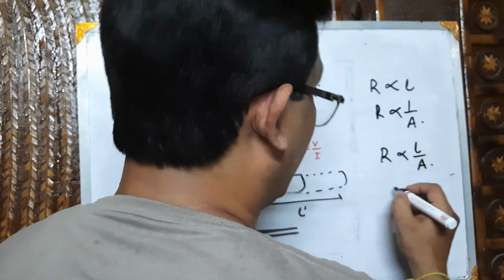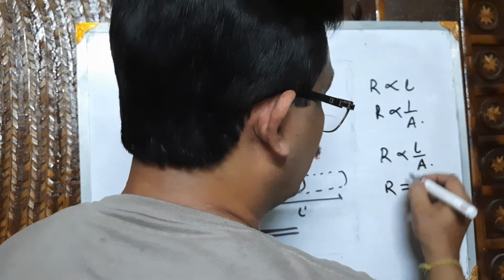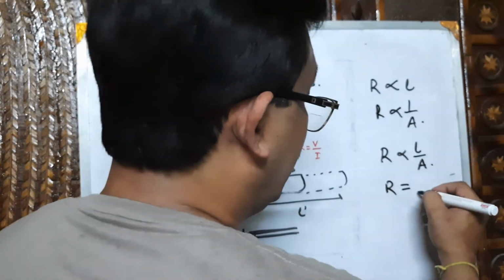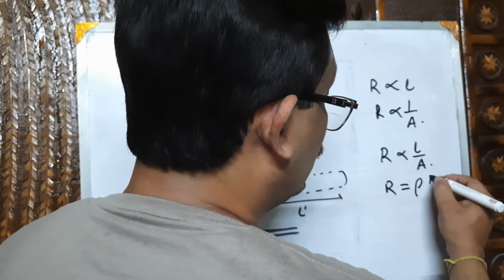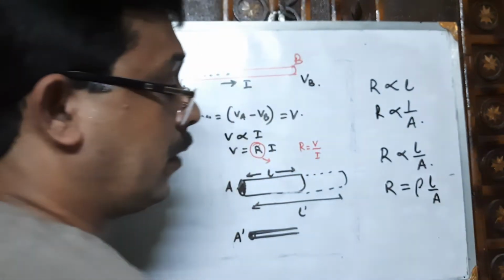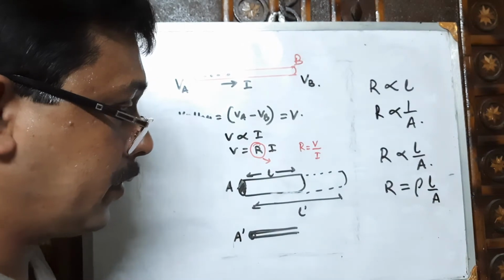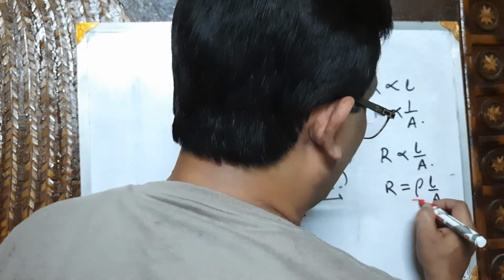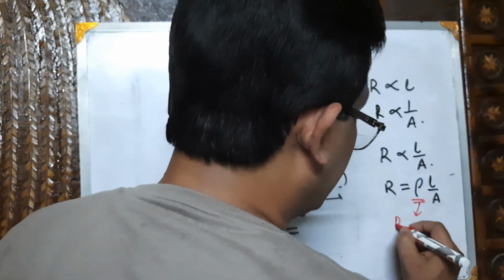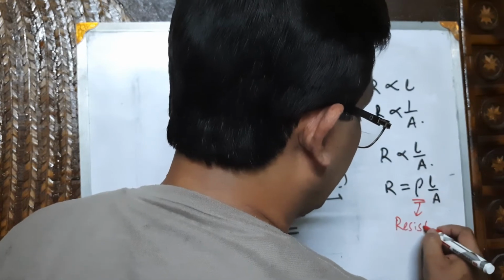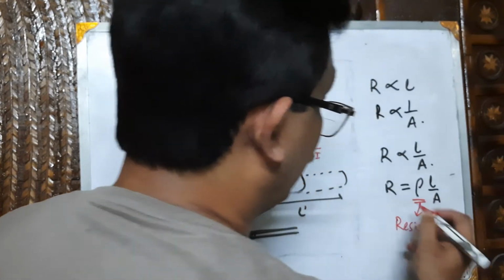So from there we can write R equal to, again I have to bring in one constant term. Let us use the letter rho: R equals rho L by A. So rho is the constant of proportionality that we brought in, and this constant has a name: it is called the resistivity of the material.